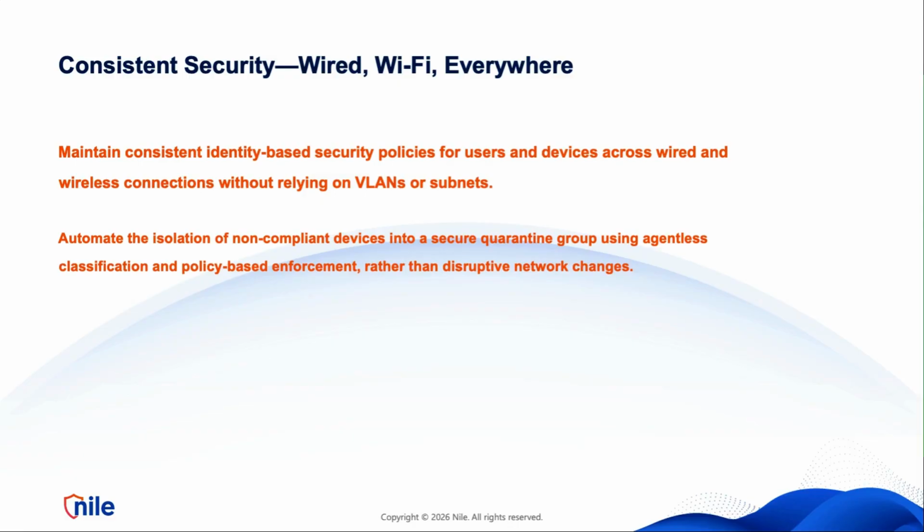Nile approaches segmentation differently. The Zero Trust fabric enforces policy based on identity and device context, not network location. Access decisions are applied per flow by the fabric, so users and devices retain the correct security posture regardless of how or where they connect.